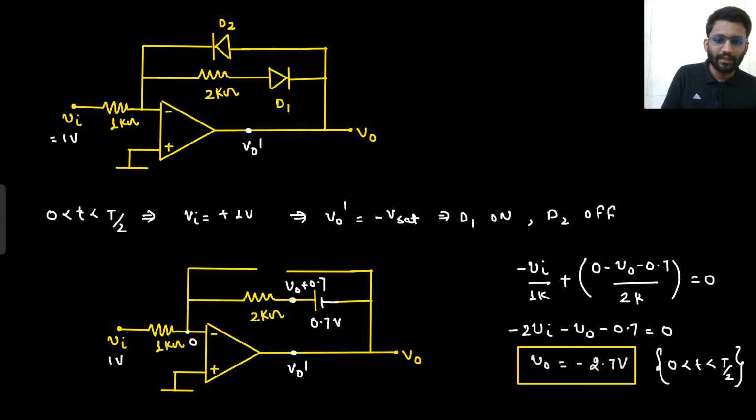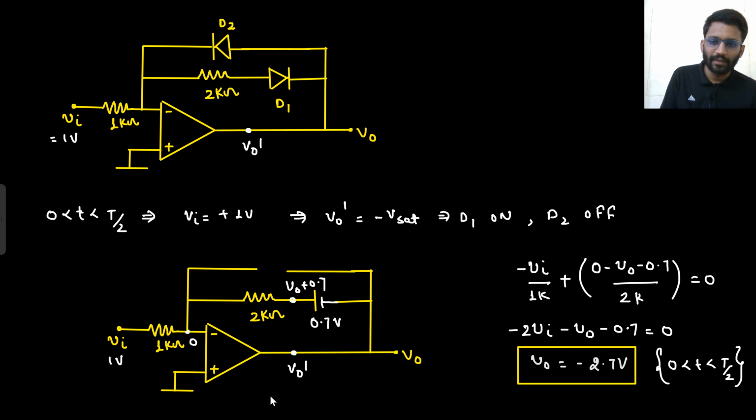What is your V in? V in is minus 1 volt. If your V in is minus 1 volt, then it is lesser than the V positive potential, then V naught dash will be plus Vset. So if V in is minus 1 volt, your V naught dash will be plus Vset.